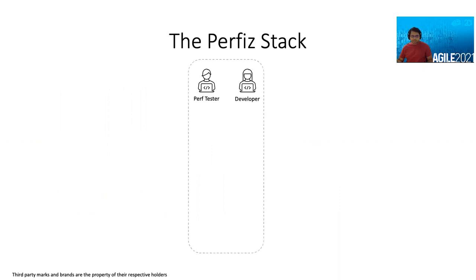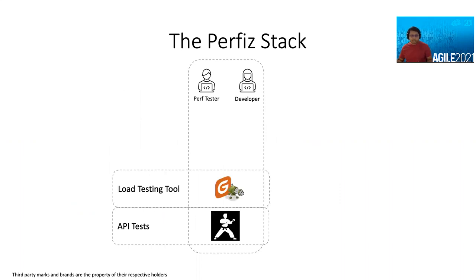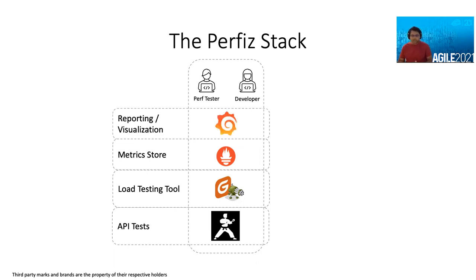Perfies helps developers and performance testers collaborate by providing a common performance testing stack that runs on local machines and higher environments alike. It leverages Karate API tests as performance tests through Karate Gatling integration without the necessity to write any Scala code. I'll cover this in a little bit. It also gathers your application metrics and Gatling metrics so that you can see them on a live dashboard in Grafana and correlate what's going on with your application behavior and the load patterns.